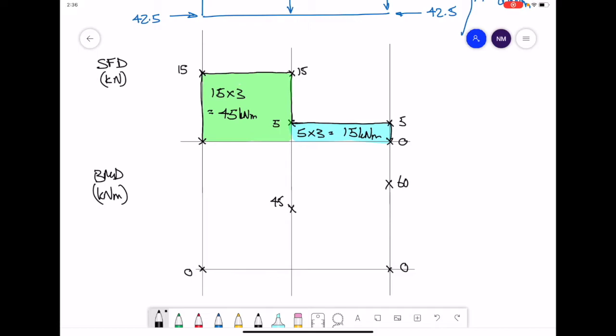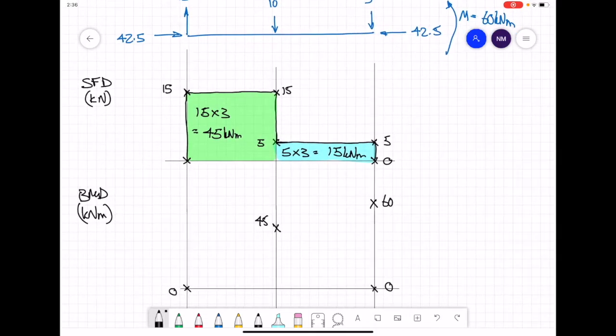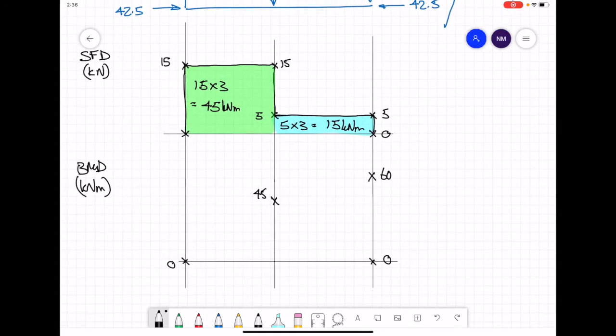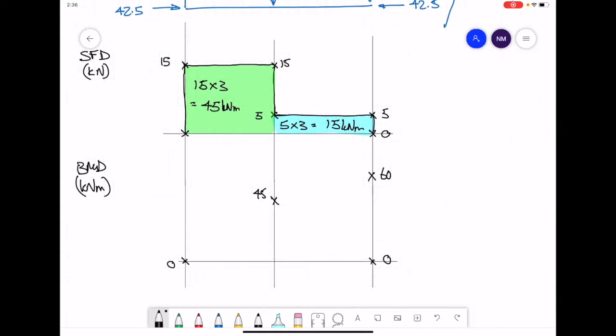Our bending moment diagram should close off at 0, but if you look at the top of the beam, the top of the page, we have a moment applied at the very end, which is anti-clockwise 60 or negative 60, and that will cause our bending moment diagram to close back down to 0.